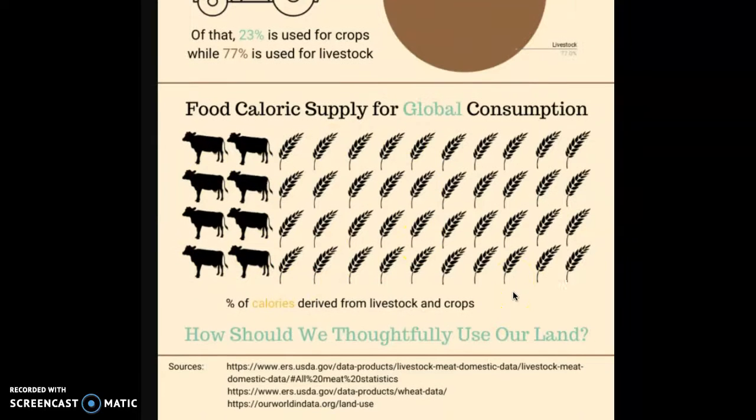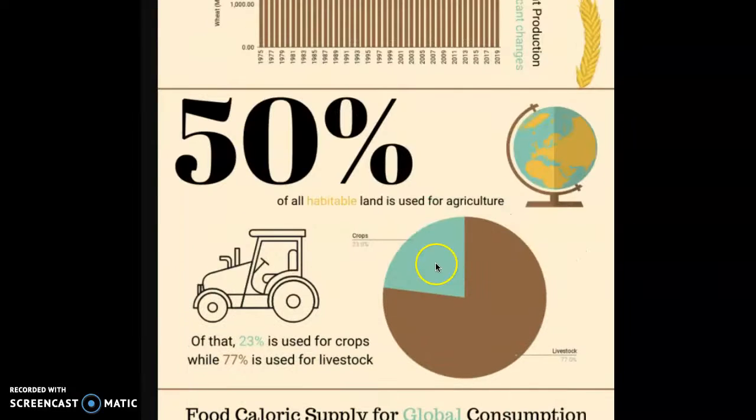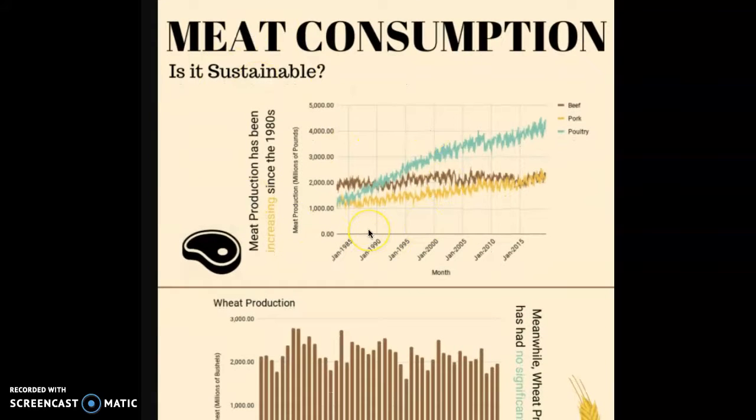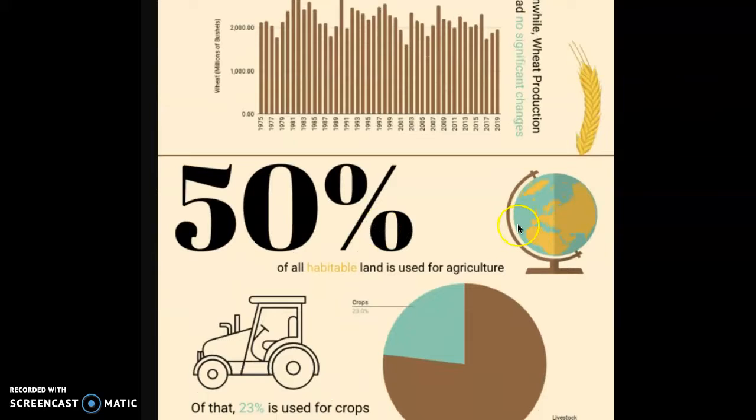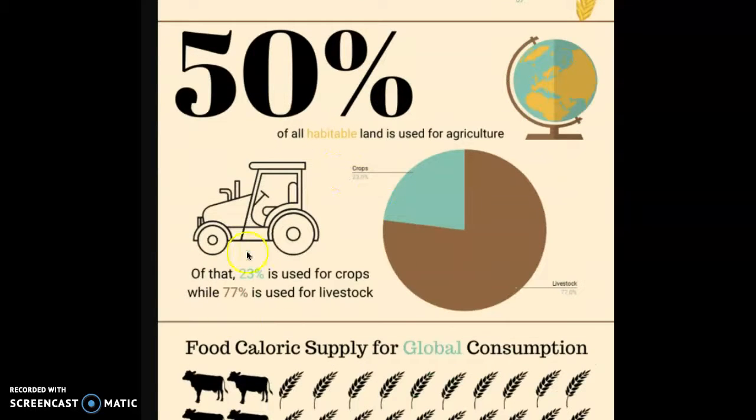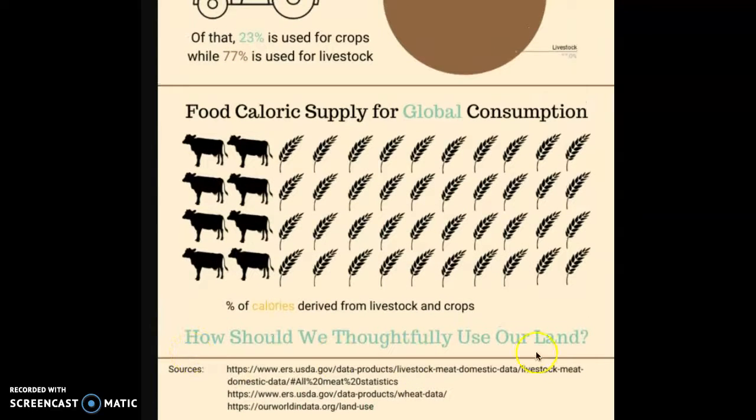And then I chose my color palette of complementary colors. I have these two colors that are complementary, orange and blue, and I use 60% brown, 30% blue, and 10% orange to show emphasis, so I have all of my emphasis colors. And then I end with a question of how should we thoughtfully use our land, and then here are my sources.